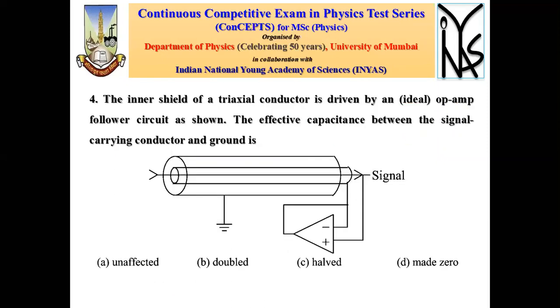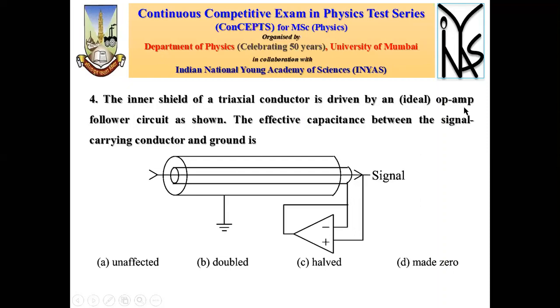So they are actually time consuming questions. Then there is another question where the inner shield of a triaxial conductor is driven by an ideal op-amp follower. In the circuit as shown, the effective capacitance between the signal carrying conductor and ground is asked. So what is the role of the op-amp in changing the capacitance? This is what they are trying to trick. Also it is mentioned that it is an op-amp follower circuit.